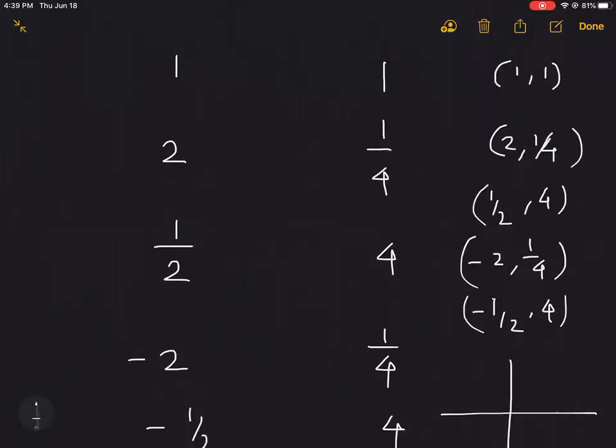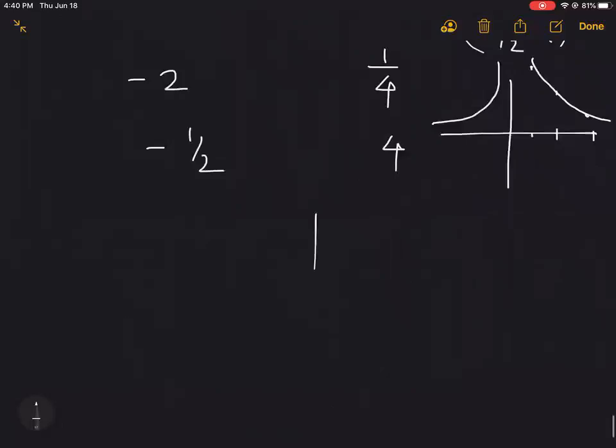So for 1, it will be 1. For 2, it will be 1/4. So it will be somewhere here. For half, it will be 4, somewhere here. So this graph will go like this, and on the left hand side it will go like this as well. So clearly our graph will look like this.